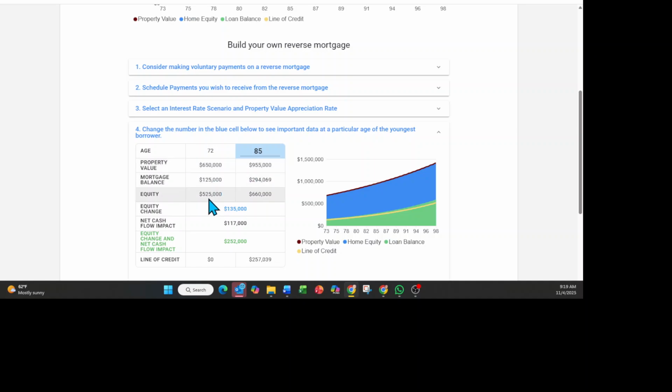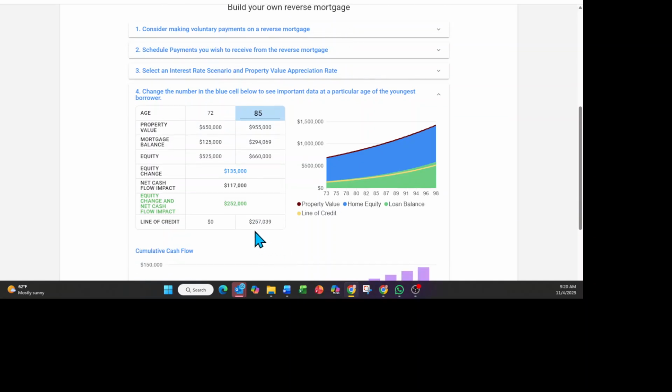Equity right now is $525,000. In 13 years, we're estimated to be $660,000. So they will have gained $135,000 of equity. They will have had a positive impact on cash flow over those 13 years. That's the $750 per month that they no longer have to pay for 13 years. Add the two together and you have a net positive impact of $250,000. And at age 85, they'd have access to $257,000 in their line of credit. That's the yellow line here. That's right about here. And that's the $257,000.